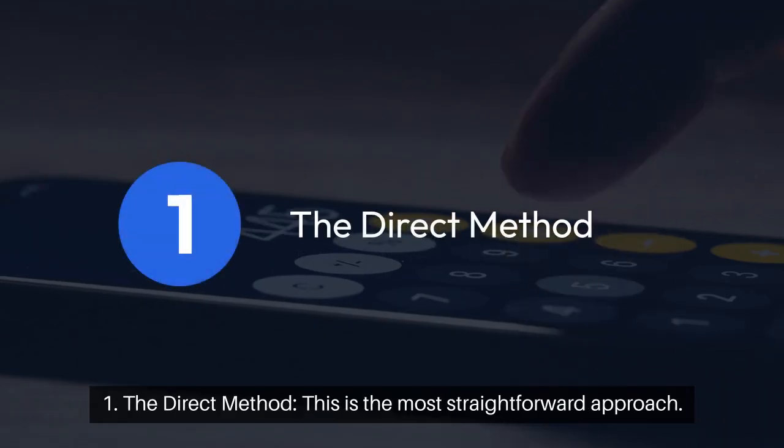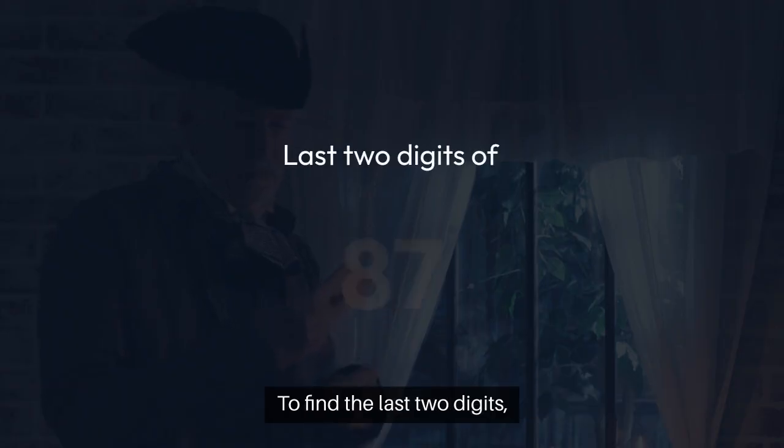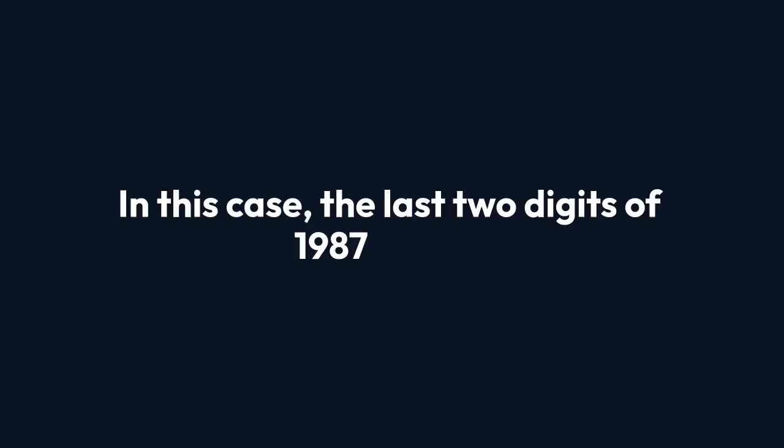1. The direct method. This is the most straightforward approach. Let's say you have a year, for example, 1987. To find the last 2 digits, you simply look at the last 2 digits of the number. In this case, the last 2 digits of 1987 are 87.